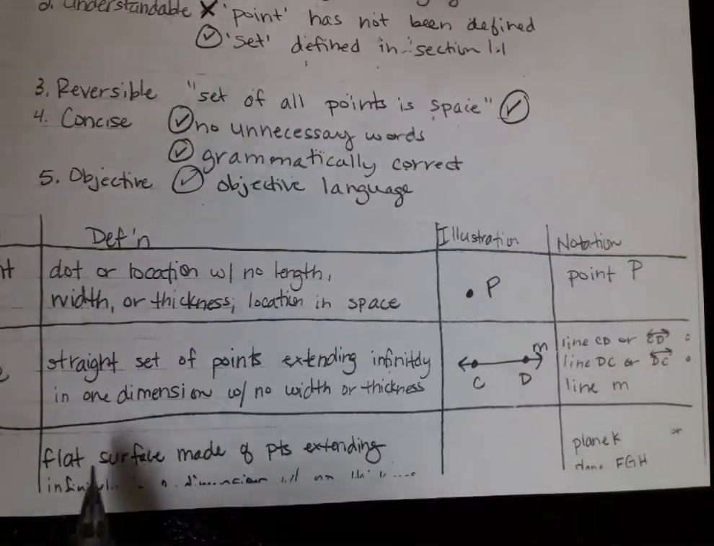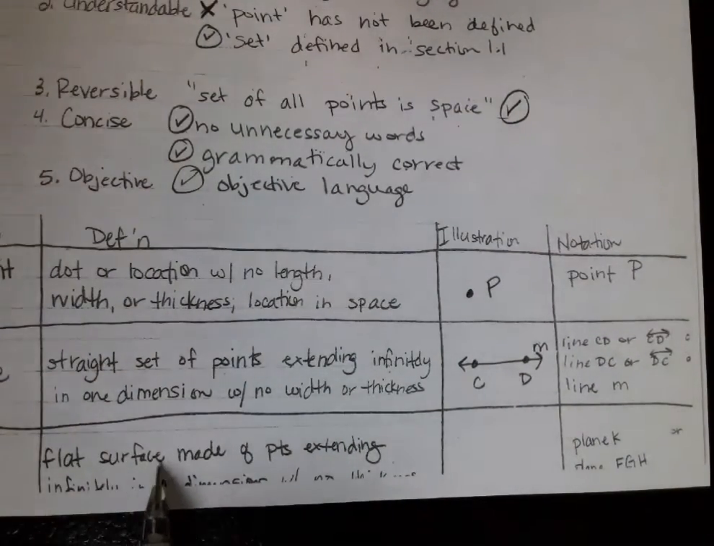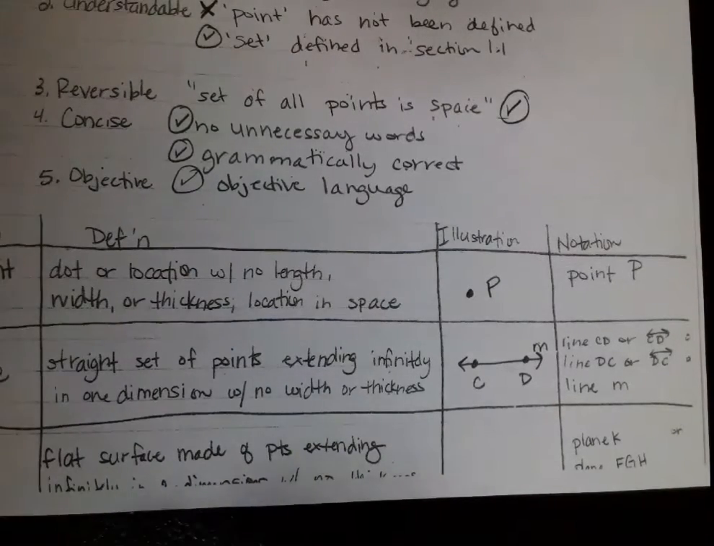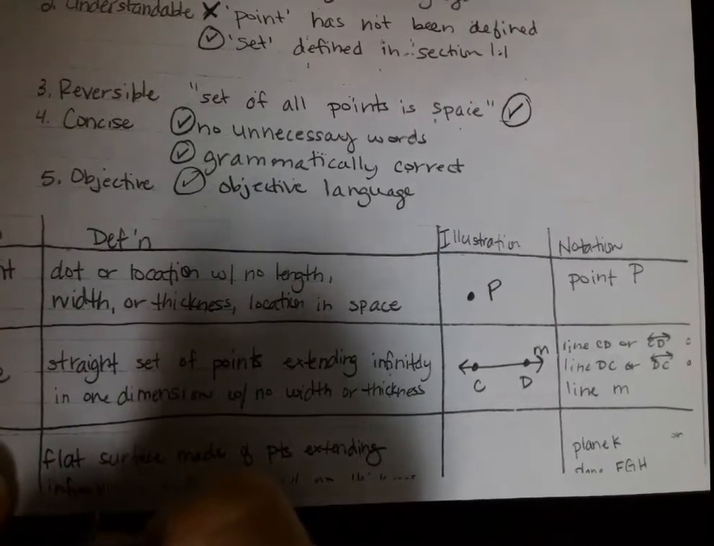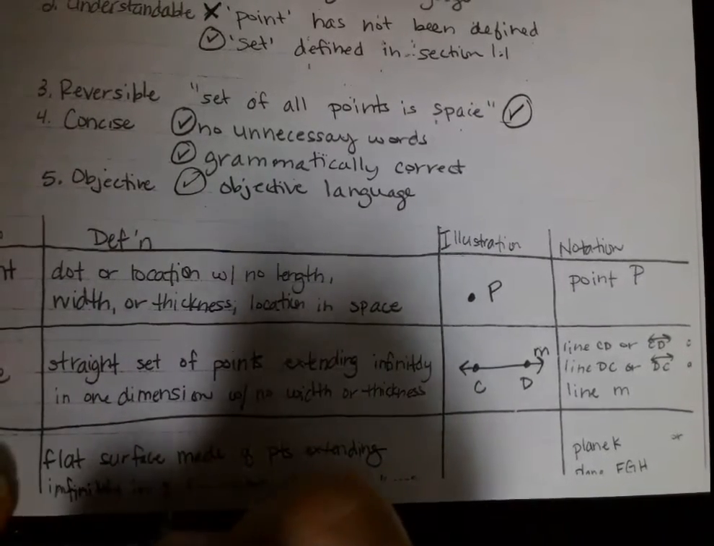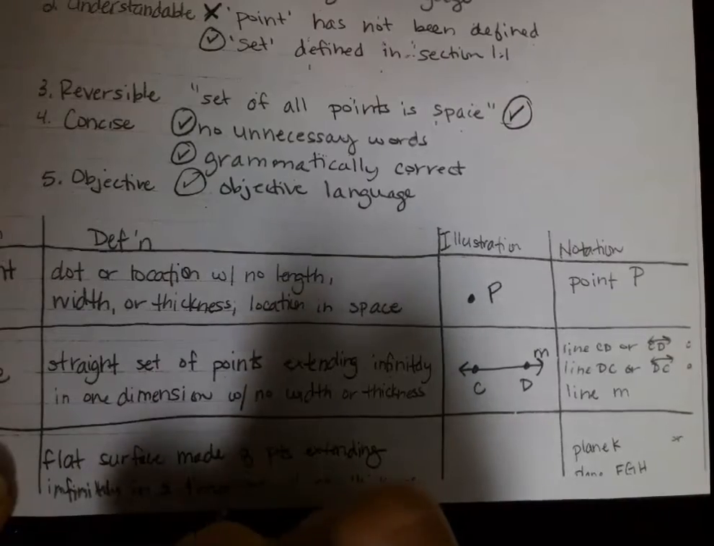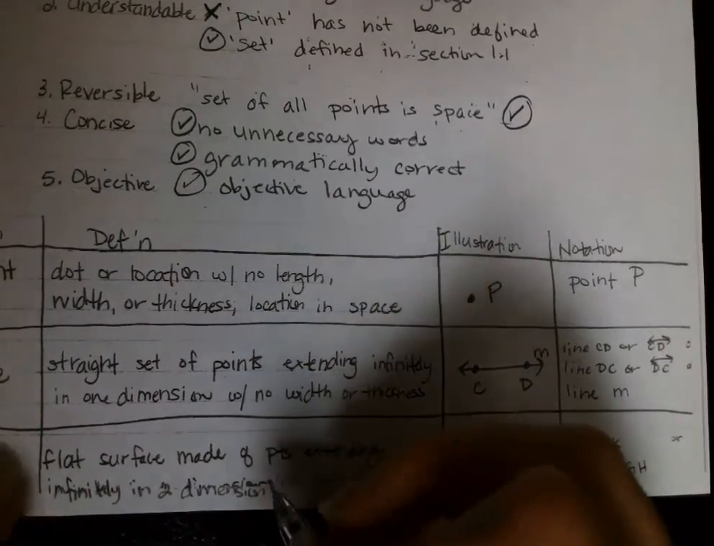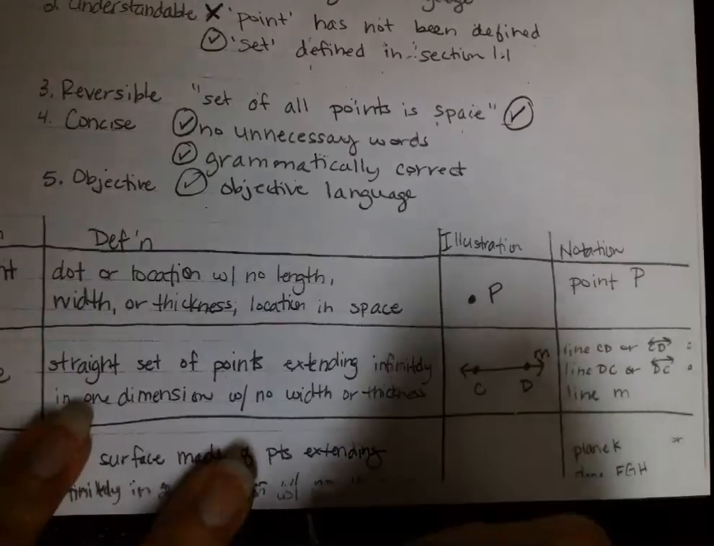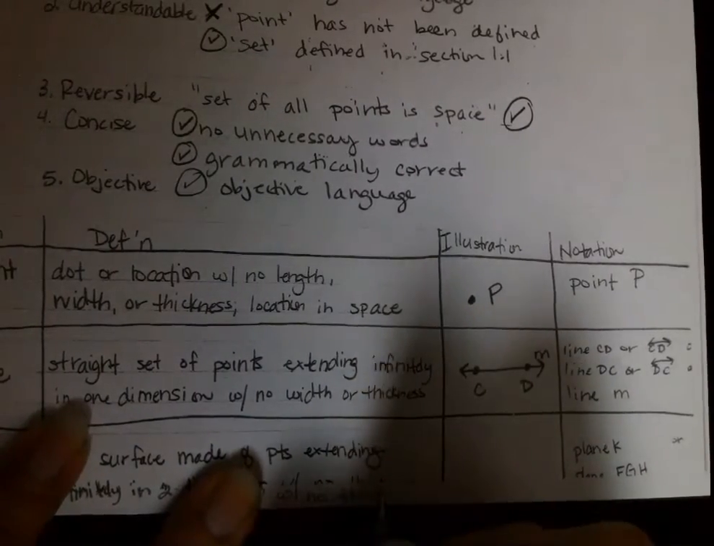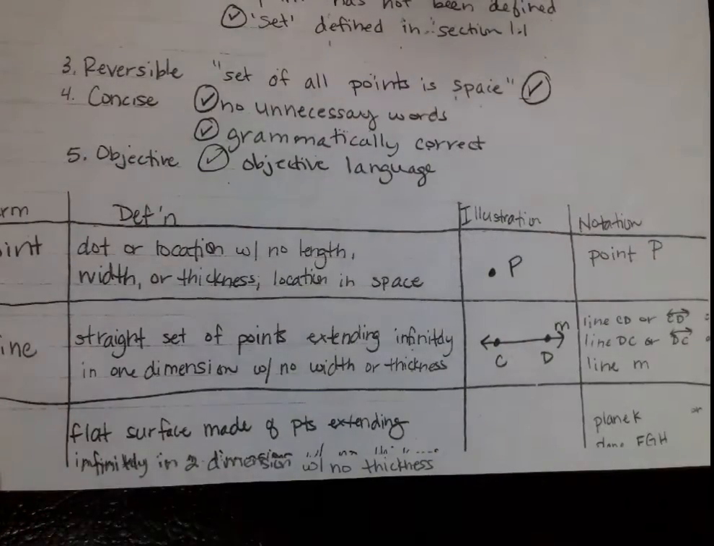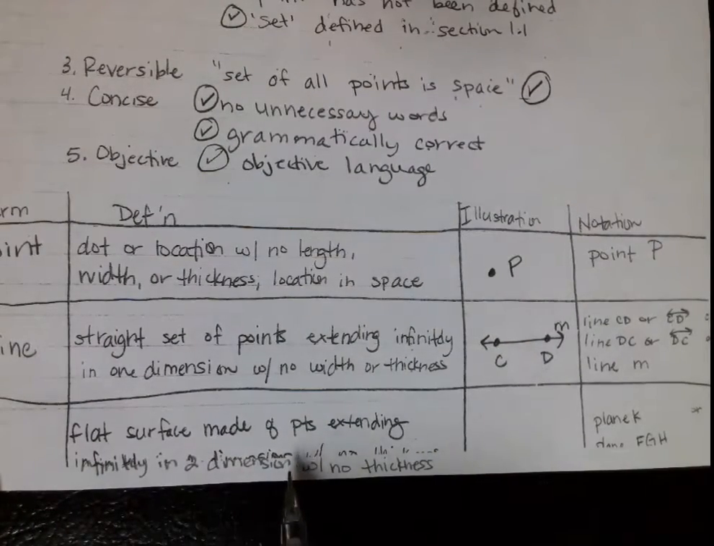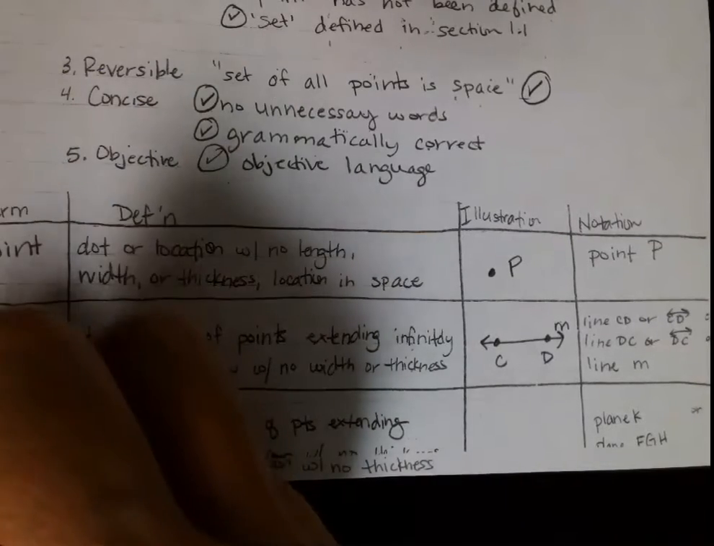All right, the last one, a little harder to read. Sorry about that. It's a flat surface made of points extending infinitely in two dimensions, with no thickness. I tried to make it all work, and I don't know if you can read it where I wrote over it. That's a tougher one. It's a plane.